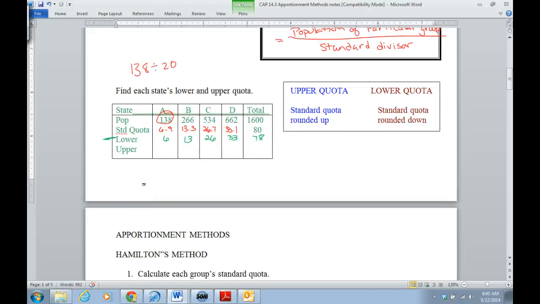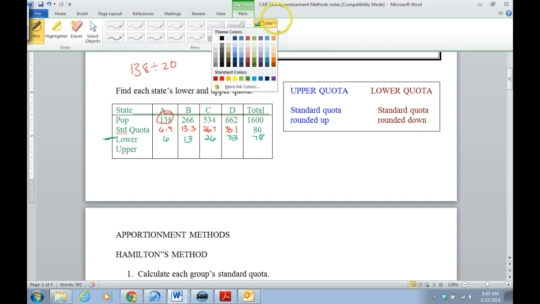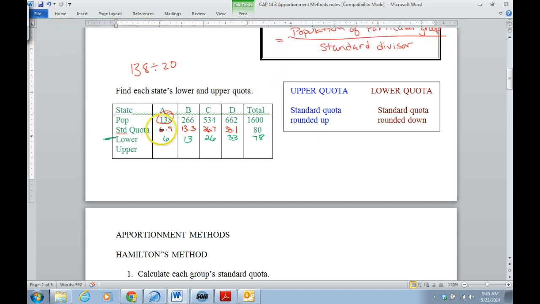Okay, so for upper quota, instead of rounding down, we're going to round up, okay? So rounding up, we have 6.9 goes to a 7, 13.3 goes to 14, 26.7 goes to 27, 33.1 goes to 34. And if you round up, you end up with 82. That means we have actually in use 2 more seats than we actually have.